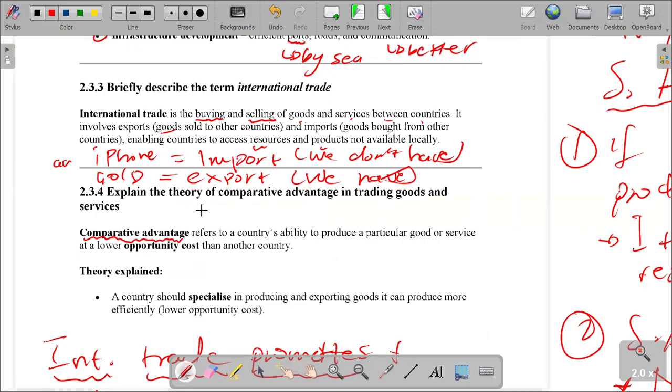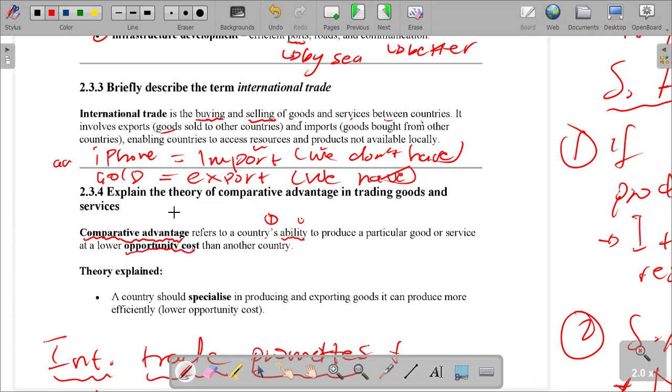So comparative advantage refers to a country's ability to produce a particular good or service. Now let's focus here: their ability. It means how good a country is at what? At producing a particular good or service. That's the first part. A comparative advantage refers to a country's ability, how good they are at producing a particular good or service, at a lower opportunity cost than another country. Right? At a lower opportunity cost than another country.